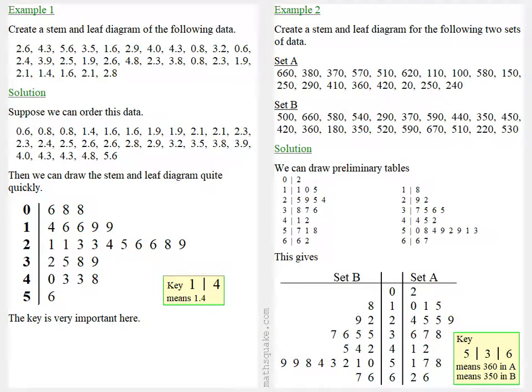And again, it's very important in this case that we put in a key, because 5, 3, 6 means 360 in A and 350 in B.